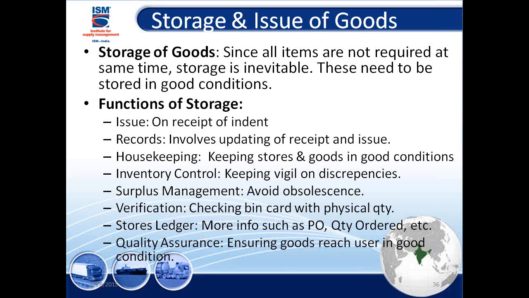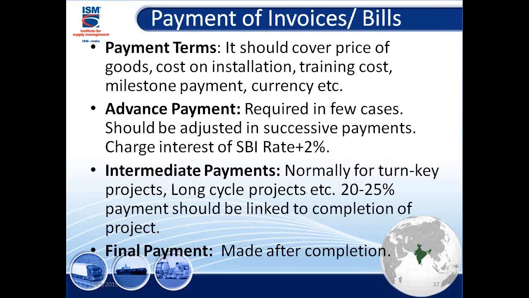Surplus management: sometimes things get obsolete. We are collecting the goods instead of using first in, first out. We follow something else instead of FIFO, so the older stuff is lying at the back, the new stuff is at the front, and we are issuing only the new stuff. Older stuff is getting obsolete. So take care of that. And then the verification part: the bin card, physical quantities, quality assurance has to be there.